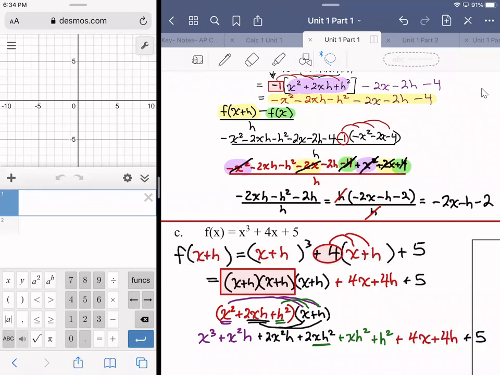Wait, you wrote x squared, but you said it was cubed. I wrote x squared somewhere. Yeah, in the green. It's supposed to be h cubed. Oh, thank you. I don't know why I'm saying x. Sorry, it's late. I don't know why I wrote h squared. So either way, thank you.